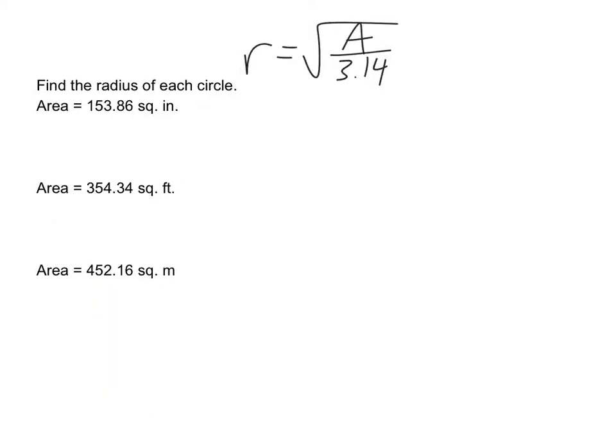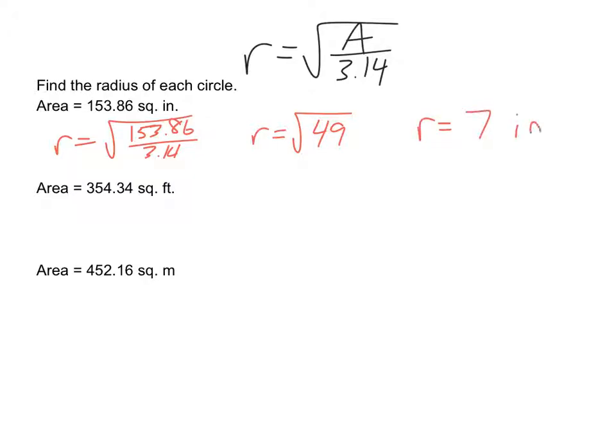So our next example, we've got the area is 153.86 square inches, and we're finding the radius. So to find the radius, again, we take the square root of the area divided by 3.14. If we type that into our calculator, we get that we're going to be taking the square root of 49. And if we take the square root of that, we're going to get that our radius is 7 inches. Go ahead and pause the video and do the next two on your own, and then hit play and see how you did.